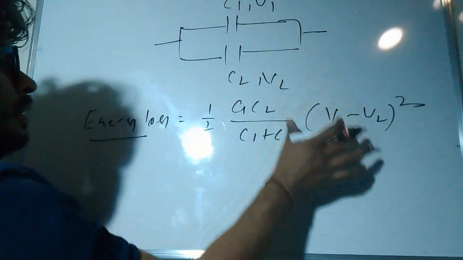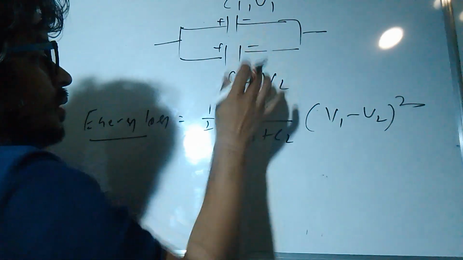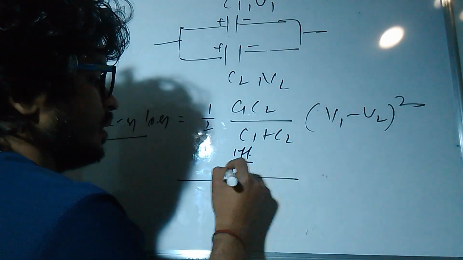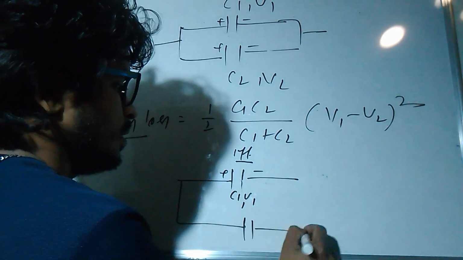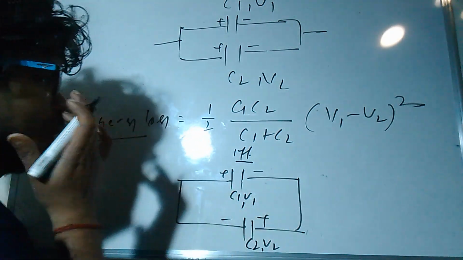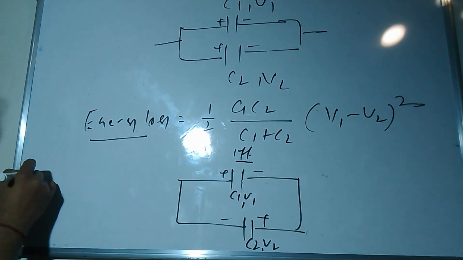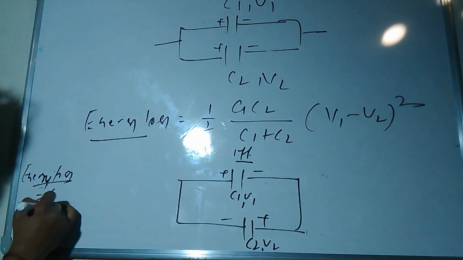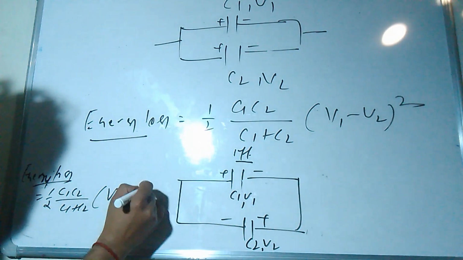But we are applying this formula when plus is connected to plus, minus is connected to minus. But if in place of this, you are connecting this capacitor plus and minus, this is C1 V1, and we are connecting this capacitor like this, this is C2 V2, and this is minus plus. In this situation energy loss will be 1 by 2 C1 C2 divided by C1 plus C2, and then V1 plus V2 whole square.